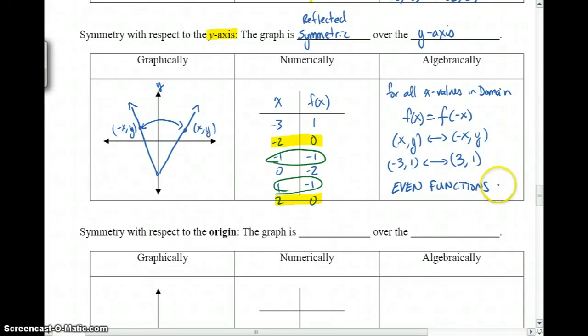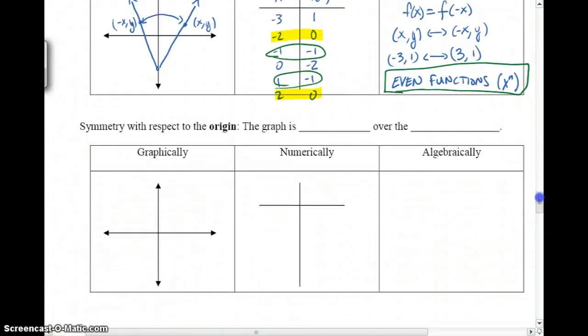They're called even functions because functions in the form x to the n, where n is even, are all symmetric to the y-axis. Let me just circle this in a slightly different color. Another name, another vocab term that we'll be using.